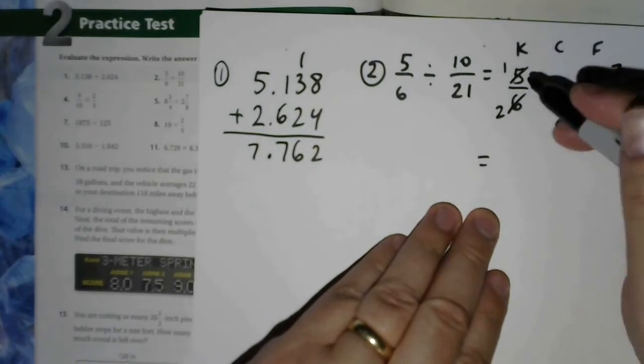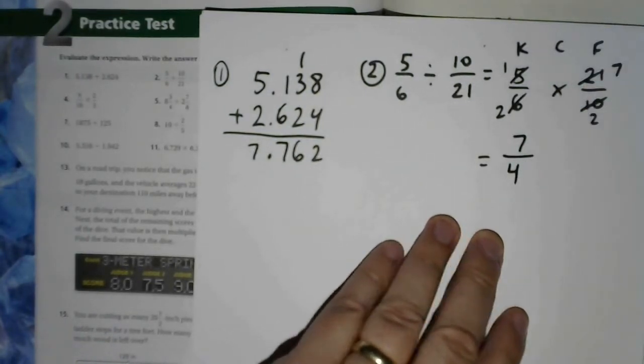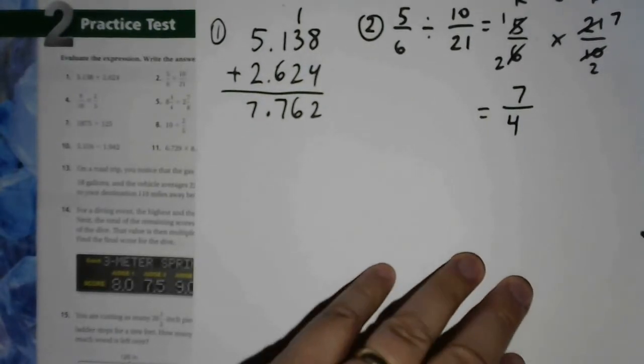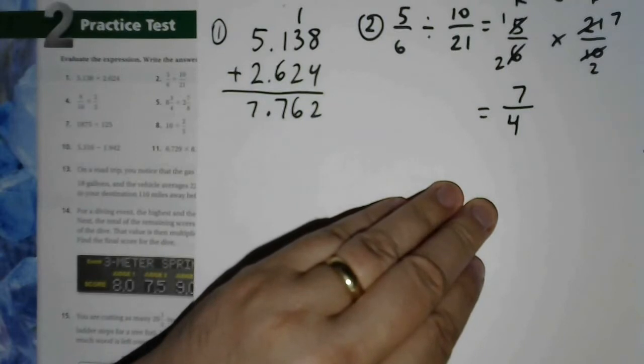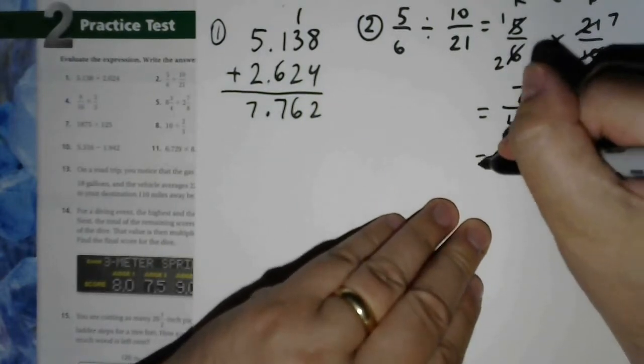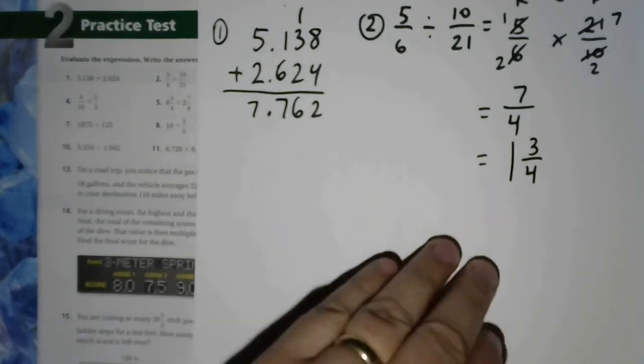Now I just multiply straight across. 1 times 7 is 7, and 2 times 2 is 4. But I'm not done yet because it's an improper fraction. I want to take 7 divided by 4. Well, 4 goes into 7 one whole time, and I'd have 3 left over. That's going to be 1 and 3/4. And there's my answer for number 2.